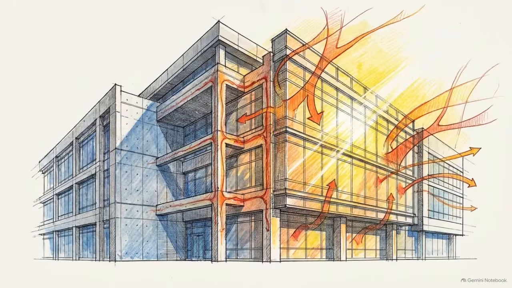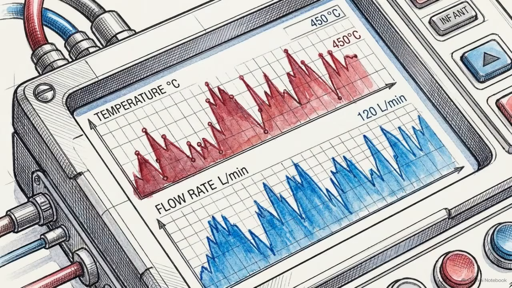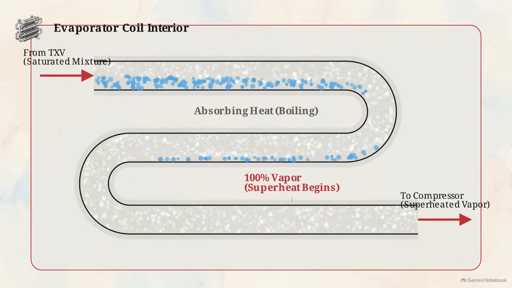The heat load in a building or an industrial process is never static. Sun hits windows, machinery cycles on, and occupancy changes. The system requires real-time adjustments to refrigerant flow to maintain stability. This diagram tracks the temperature state of the refrigerant as it moves through the coil.